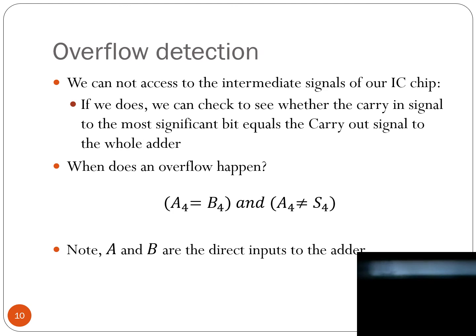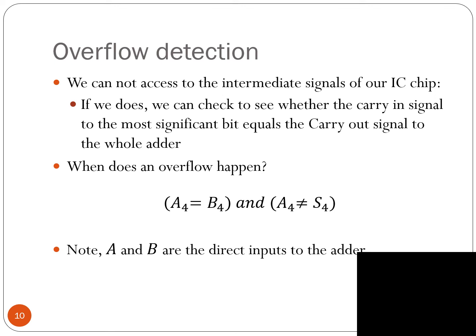The first thing is the overflow detection. There could be other ways to implement this if we have access to the internal signals of the IC chip. But the problem is, as you may already know, the IC chip is a package. You cannot probe the intermediate signals of the adder. So we only know the inputs and outputs of the adder. So how do we know the adder has an overflow? I will just show you the results, and you can manually check it after the lecture.